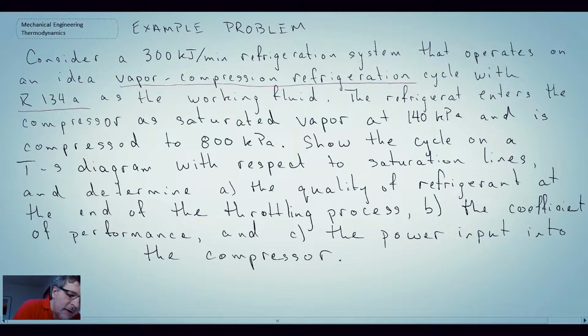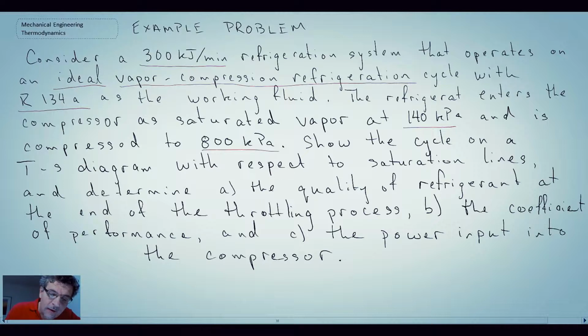Oh, there should be an L there. I apologize. It's an ideal vapor compression refrigeration cycle. 300 kilojoules per minute. We'll have to convert that into kilojoules per second. We're told the pressure at which it enters is a saturated vapor into the compressor. It's 140 kPa, goes up to 800 kPa, so that's the pressure difference through the compression process.